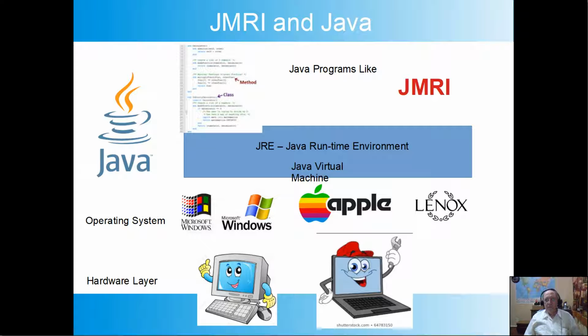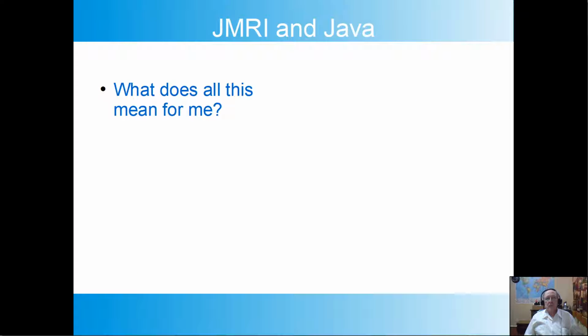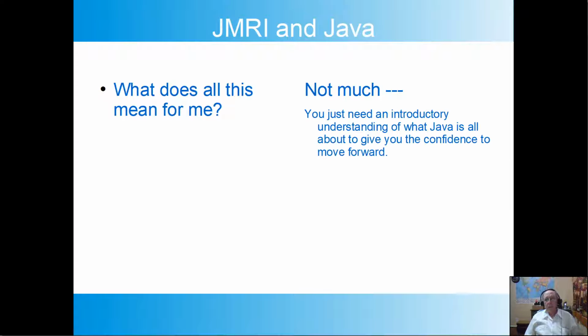This was a great advancement for software development. So what does this mean for you? Not much. It just means you needed to know enough to have an understanding of what was happening so that you could appreciate and have confidence in what you were going to do with JMRI, since it is a Java-based program.